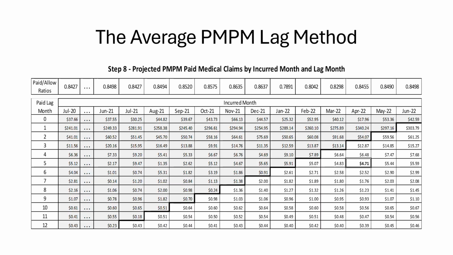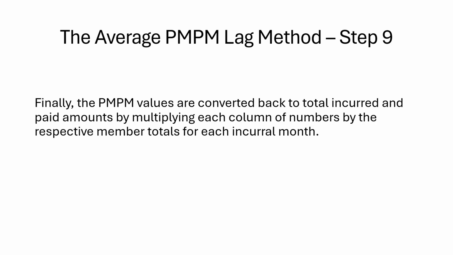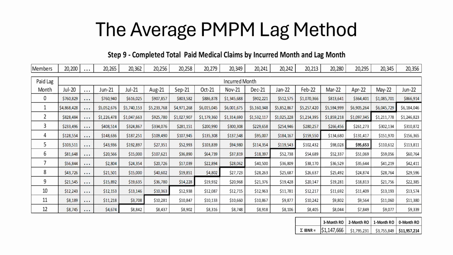For April 2022, the historical smooth paid allowed ratio was 0.8455. So the estimate of PMPM claims to be paid in lag month 5 is $4.71. Finally, the PMPM values are converted back to total incurred and paid amounts by multiplying each column of numbers by the respective member totals for each incurral month.